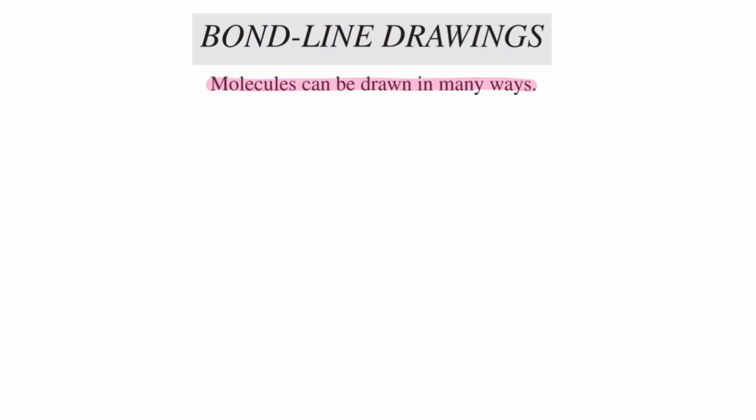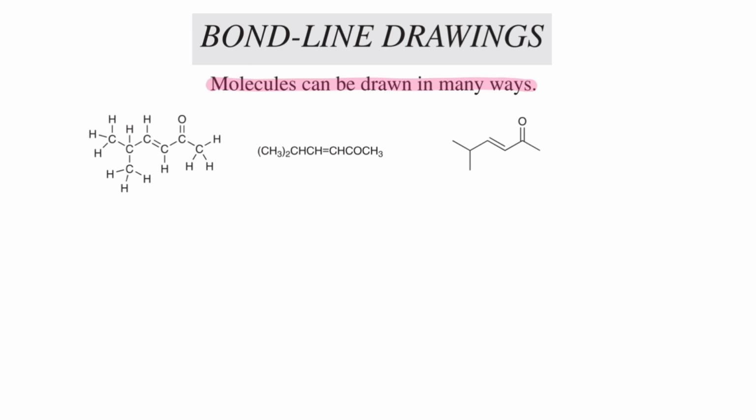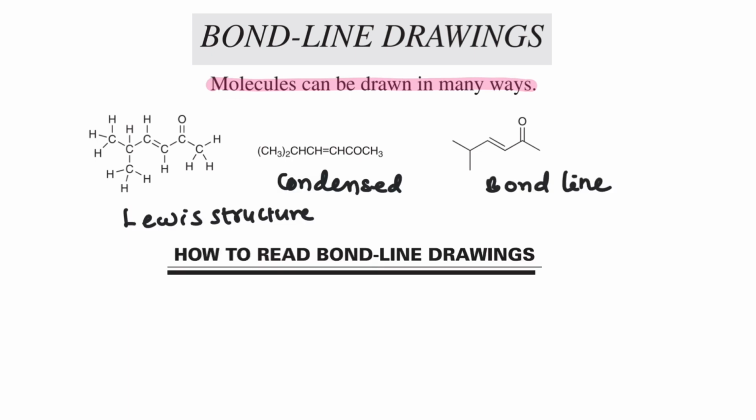Hi everyone. Today I want to discuss bond line drawings in organic molecules. These organic molecules can be drawn in many ways. One is the Lewis structure, also known as the complete structure. The second is known as the condensed structure. The third is known as the bond line structure or bond line drawing: Lewis structure, condensed structure, and bond line structure.